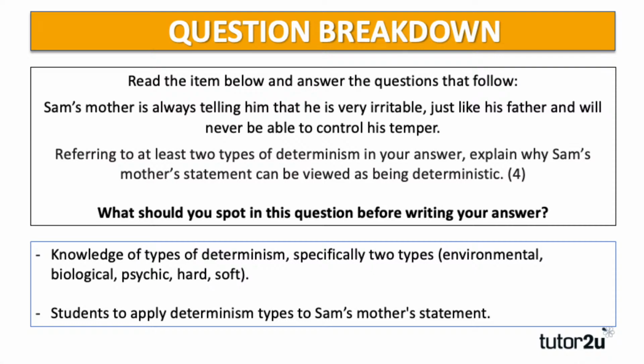2 different types. So Nick's saying environmental: lives with his dad, so will imitate the behaviour. So yeah, environmental determinism. That's good. Had a say in bio and environmental. Yeah, you just need your application. So you spotted them, but we've got to wrap it in that application, remember. And hard determinism, he'll never be able to control his temper.